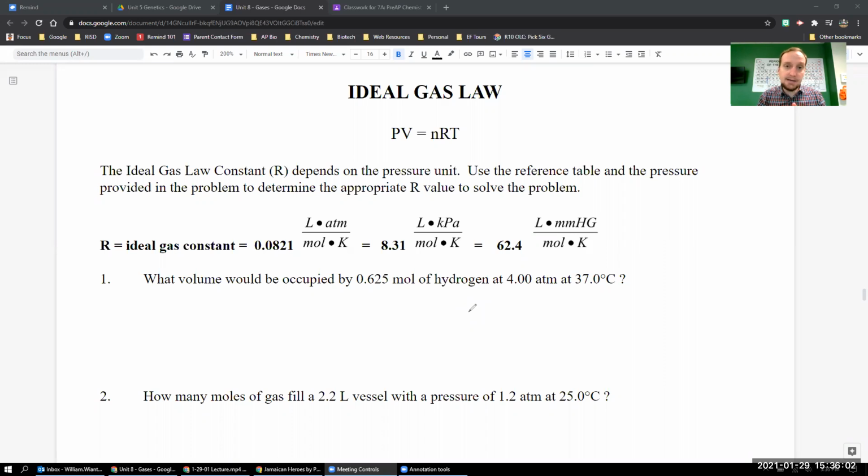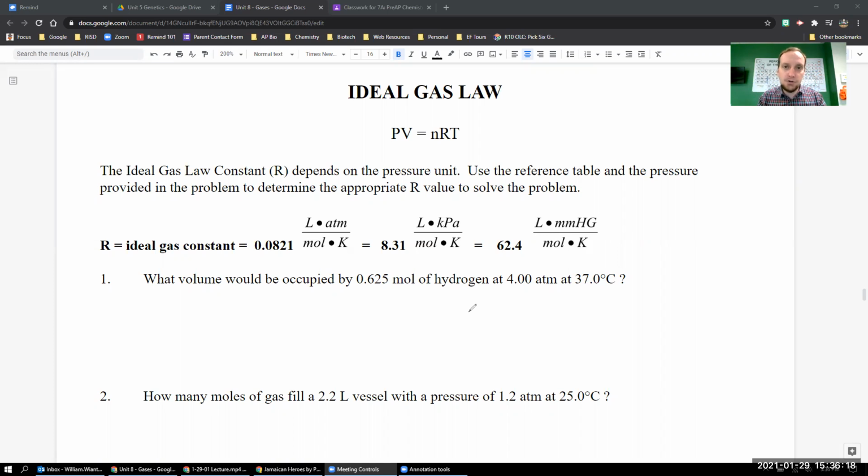Whereas in the combined gas law, we were looking for a change, right? We were looking for what it was and what it will be. We had P1 and P2 and V1 and V2, you guys get the idea. We had two different scenarios, what it is and what it will be. In the ideal gas law, it's not like that at all.